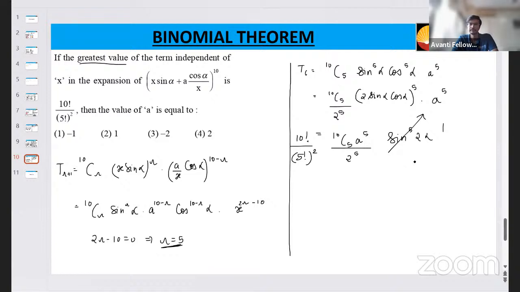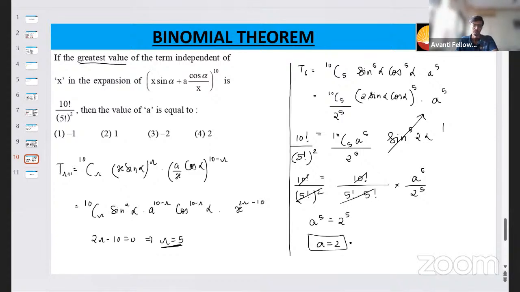And we have to find the value of a, right? तो इसको तो ओपन करना पड़ेगा ना. तो 10 factorial upon 5 factorial into 5 factorial into a raised to the power 5 upon 2 raised to the power 5. And ये 10 factorial upon 5 factorial का square. 10 factorial cancelled, ये cancelled. So a raised to the power 5 is 2 raised to the power 5. So a is 2. This is our answer.